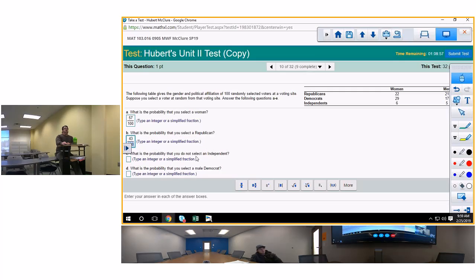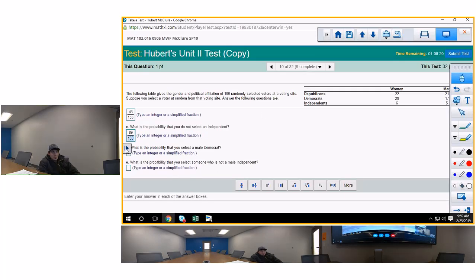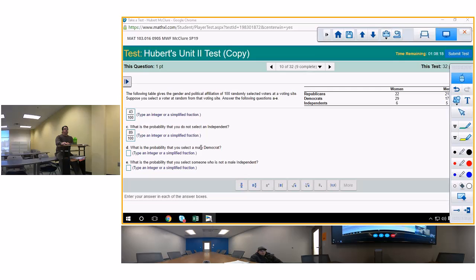What is the probability that you do not select an independent? Well, do not select an independent is the complement of selecting an independent. So the easiest way to do this one, instead of adding everything up, what is the independent? 11 over 100. What's the complement of 11 over 100? 89 over 100. Yeah. That's just being smart. Okay? Work less, be smarter. Okay? What is the probability that you select a male Democrat?